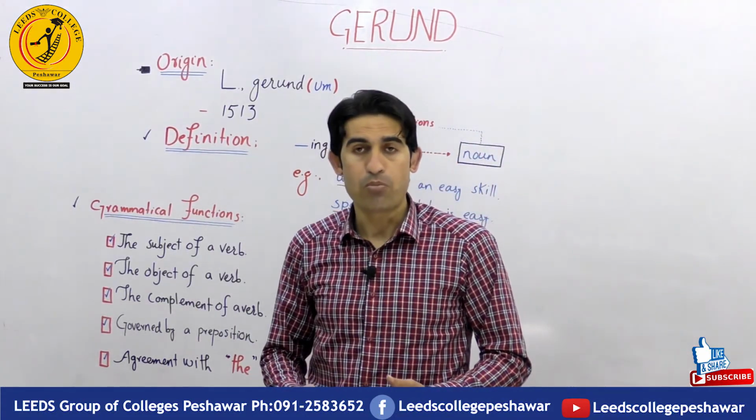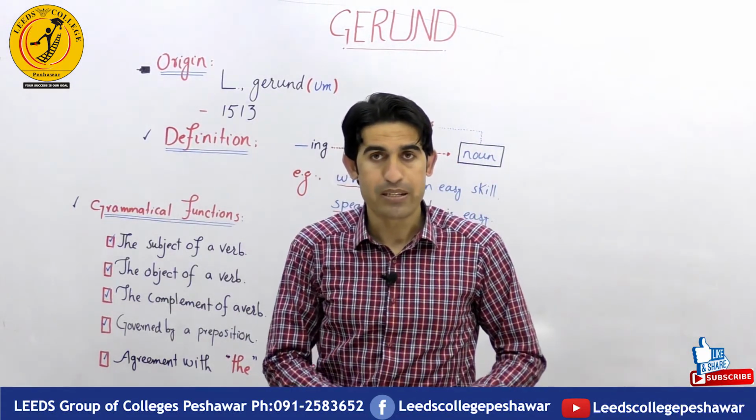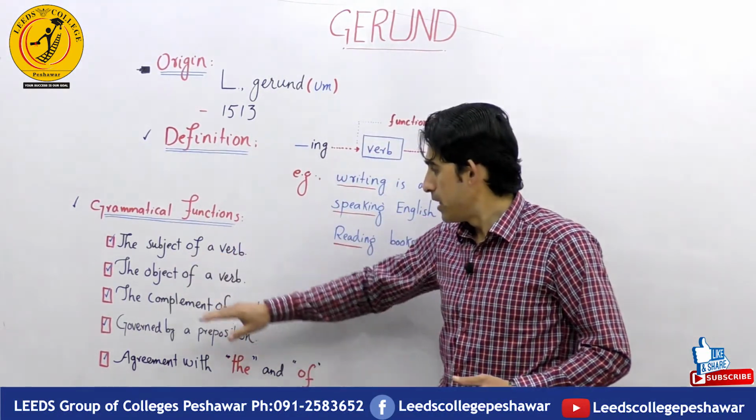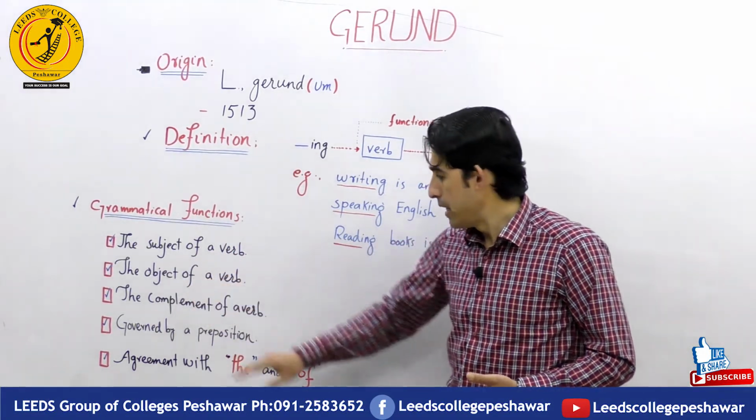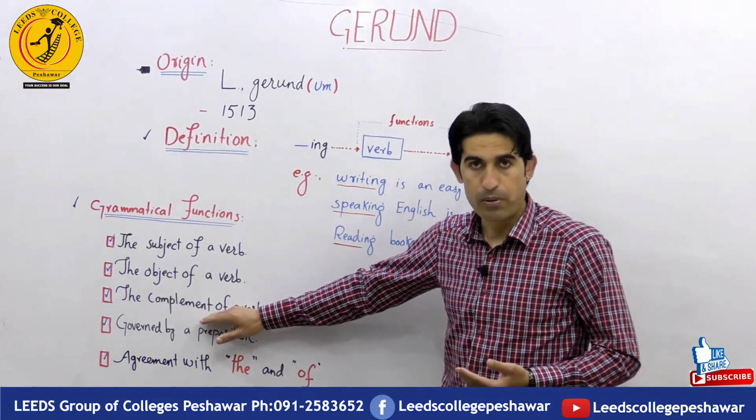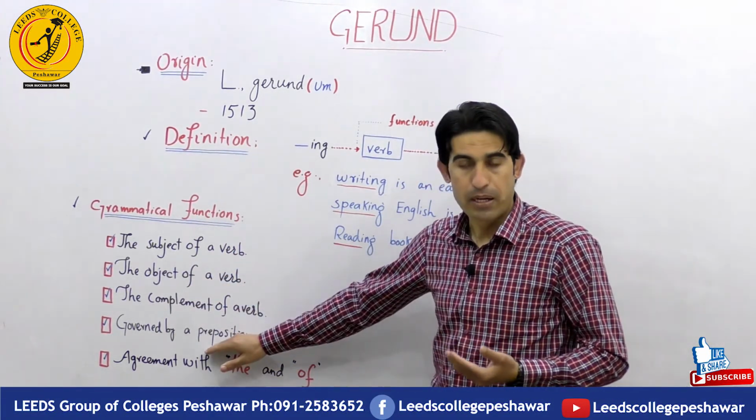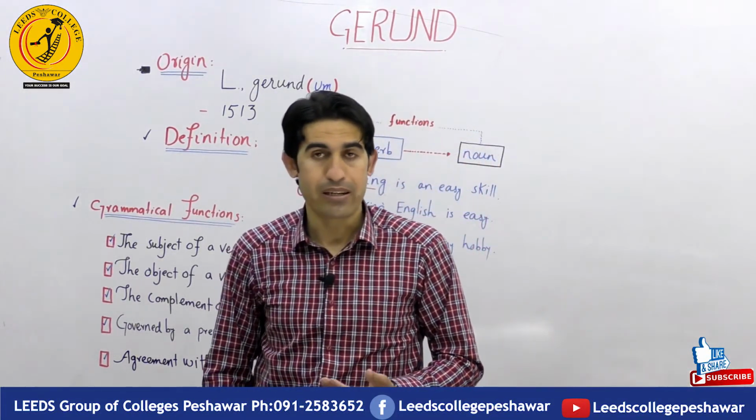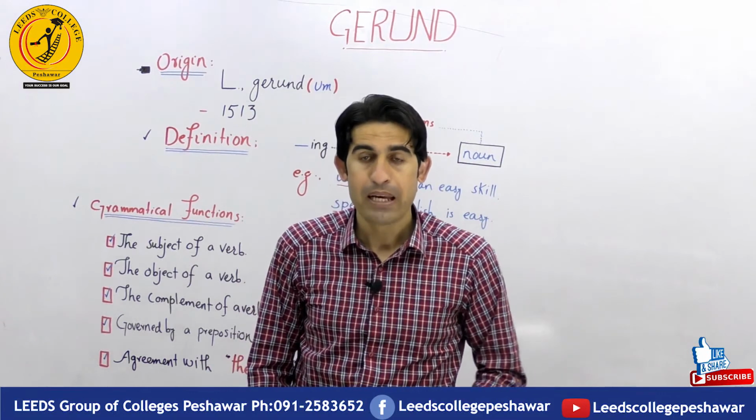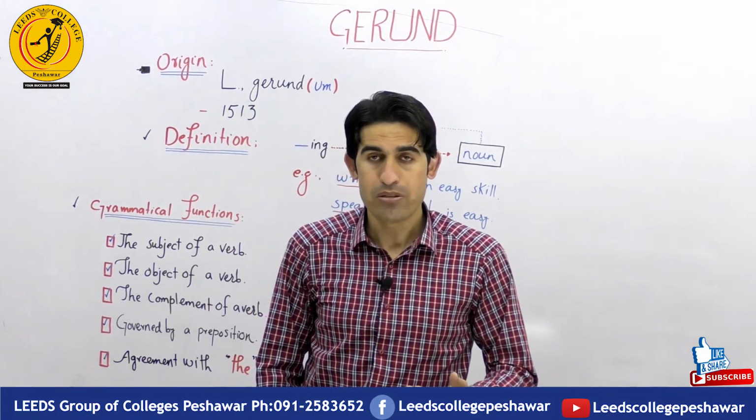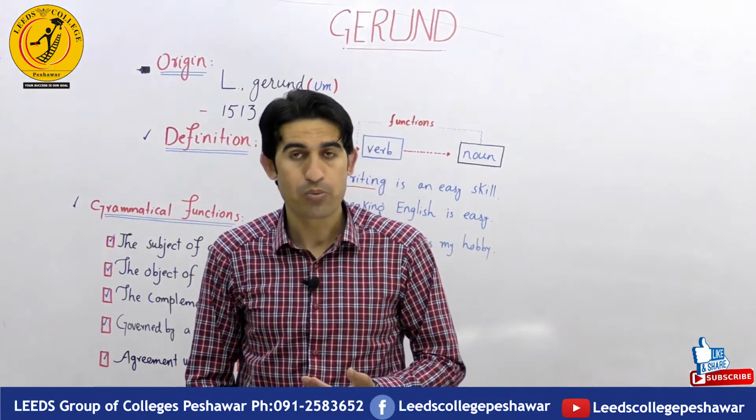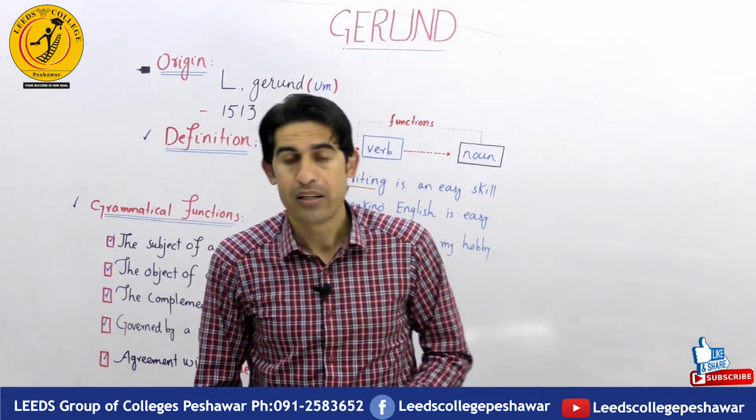It mainly performs five important functions within a sentence, including it may be subject of the verb, it may be object of a verb, it may be complement of a verb, it may be governed by a preposition, and its grammatical agreements with the definite article the and prepositions of. These syntactical functions or grammatical usages of the gerund within a sentence will be discussed in detail in my next lecture.